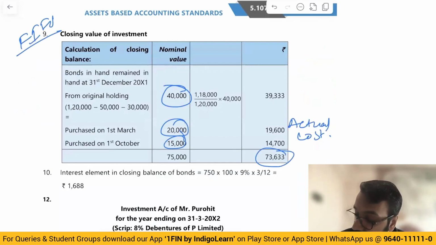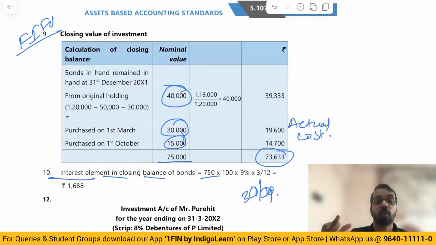And then you also need to calculate the interest element in the closing balance of number of debentures. Now, how do we calculate that? Closing balance is 750. The last interest paid was on 30th of September. So October, November, December, 3 months of interest is what you will calculate. Are we clear? See, the pattern of questions is the same. Just that we have to be cool in the examination, read the information properly, and calculate the working notes properly.